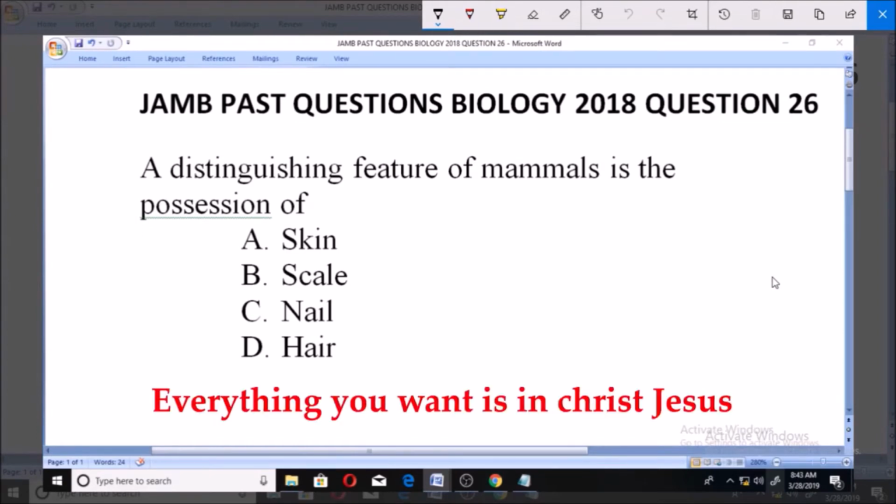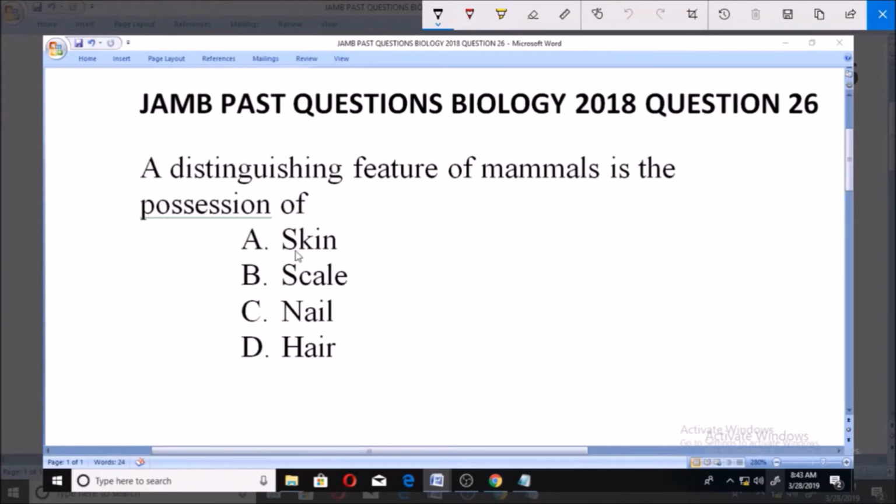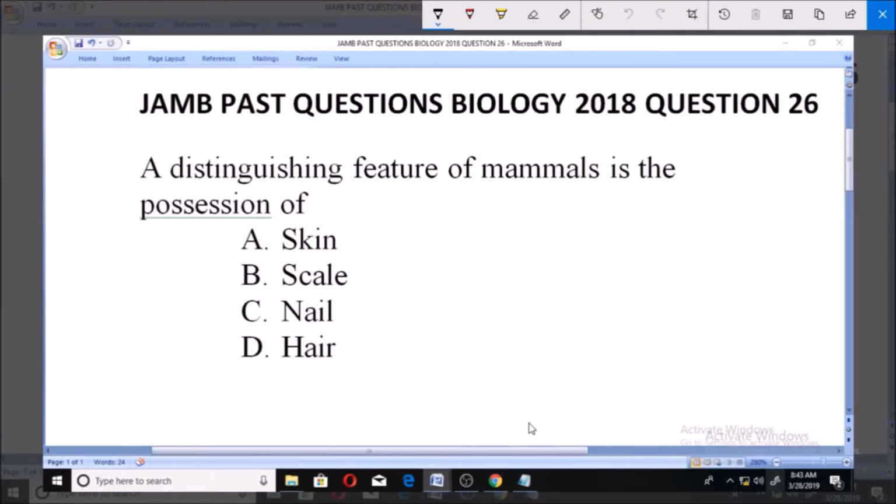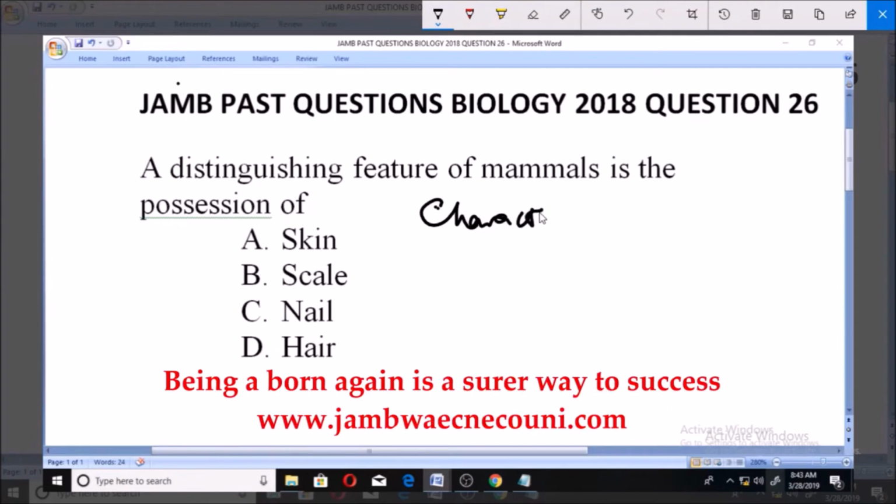Question number 26. A distinguishing feature of mammals is the possession of A. Skin, B. Scale, C. Nail, D. Hair. So what is that characteristic that mammals have that other organisms don't have? Now, for us to be able to understand this quite well, we need to look at the characteristics of mammals. What are those features that mammals have?